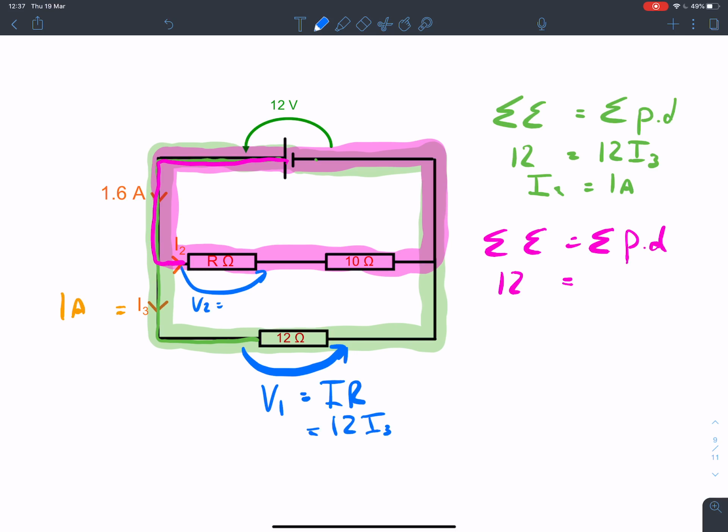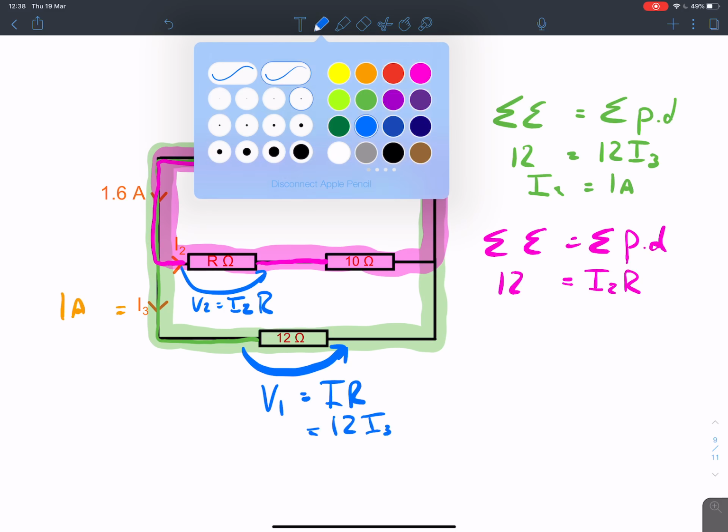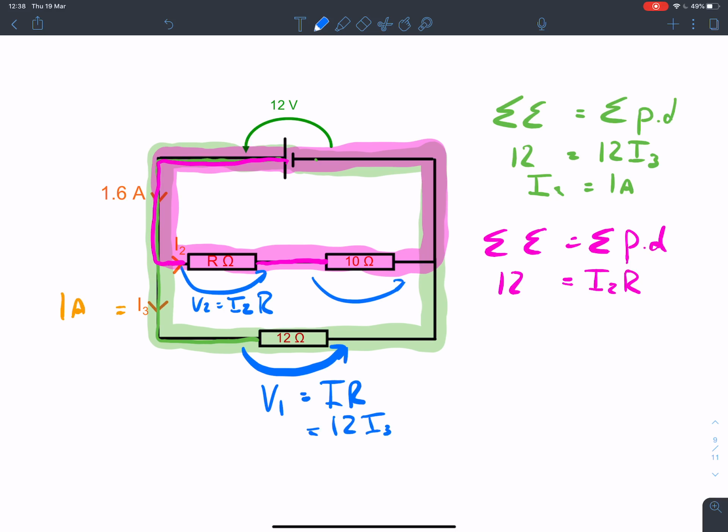We can say my current is going to be I2. My resistance is R. So the potential difference across that resistor will be I2R. Let's keep going. Here, another resistor. What's the potential difference across it? It's going to be V3, which we could say will be I2 times 10, so 10I2. Good, so we're getting somewhere, and there's no more sources of EMF in that circuit.